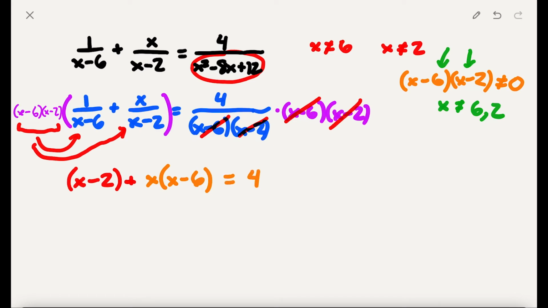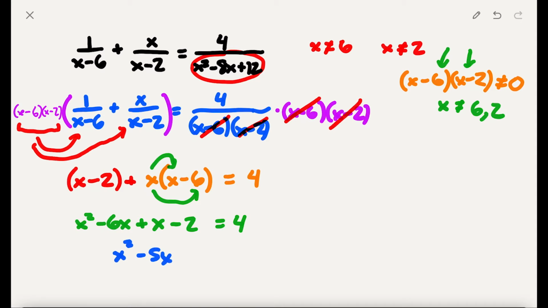From here I'm going to simplify everything real quick by distributing here. So you're going to be left with x squared minus 6x plus x minus 2 is equal to 4. From here I'm going to combine like terms, so you end up with x squared minus 5x, and I'm going to subtract 4 from both sides, so you get minus 6 here is equal to 0.